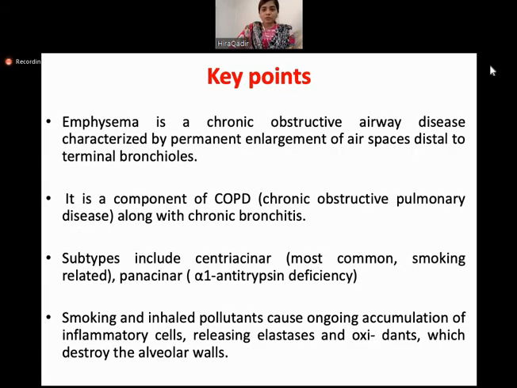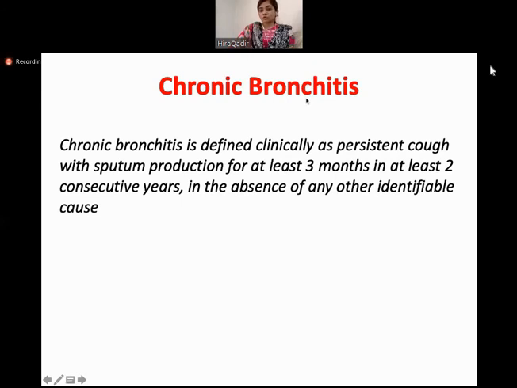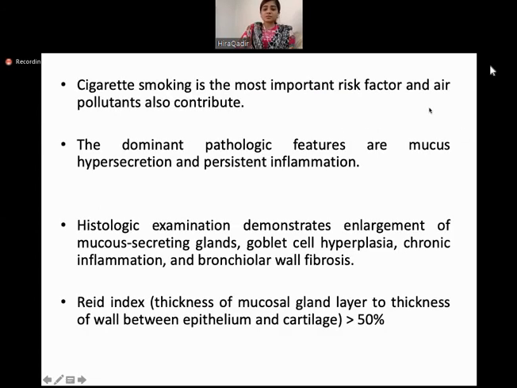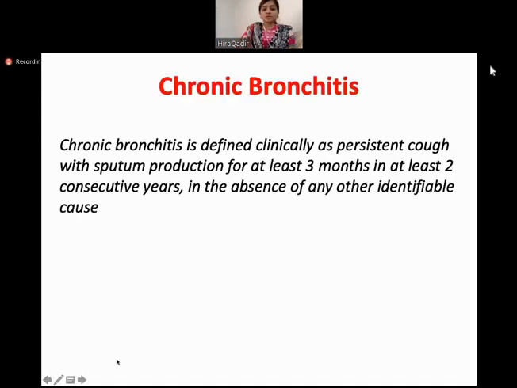Okay, and chronic bronchitis, as the name shows, what is bronchitis? Bronchitis means inflammation of the bronchus, and it is a clinical diagnosis. It is a definition. It means that there is a persistent cough with sputum production for at least 3 months in at least 2 consecutive years, in the absence of any other cause. This is the definition of chronic bronchitis.